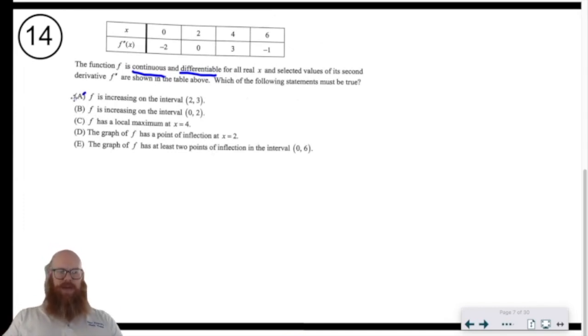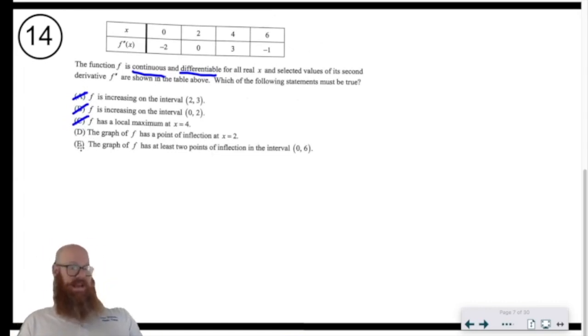So we don't know any of that. So those are just out. Now D and E, points of inflection, are related to the second derivative. Now D is very enticing, because if we say it's a point of inflection, we would need the second derivative to be 0.